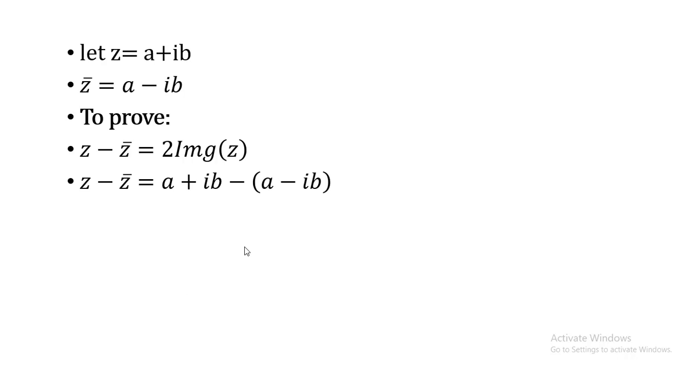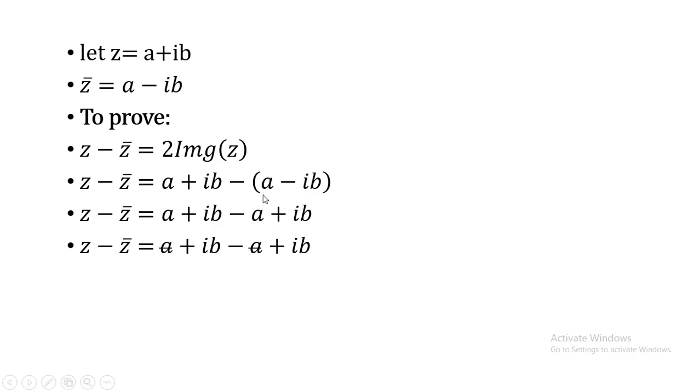So z minus z bar will be a plus iota b minus of a minus iota b. What I have done here is just multiplied this sign with this bracket. So this is minus a, and minus into minus is plus. So a plus iota b minus a plus iota b. Now as you can see, this positive a and this negative a cancel. What remains? Plus iota b plus iota b, which gives you 2 iota b.